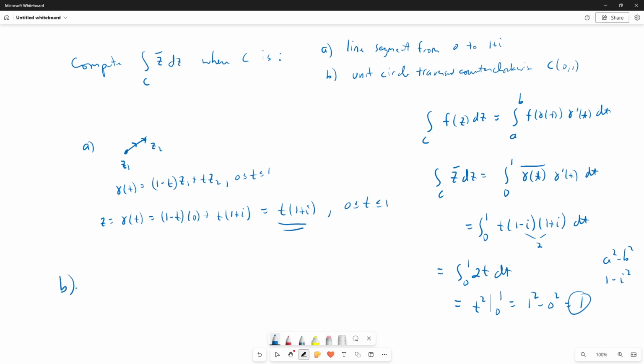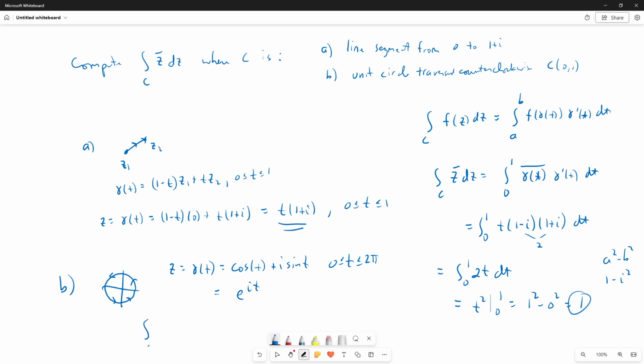In part B, we want to integrate around the unit circle. The unit circle can be parameterized by z equals gamma of t equals cosine t plus i sine t, where t goes between 0 and 2 pi. And this can be abbreviated as e to the it.